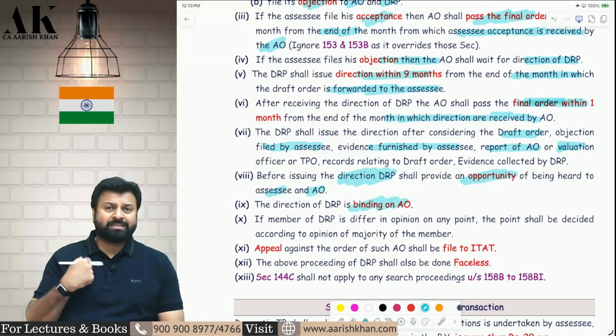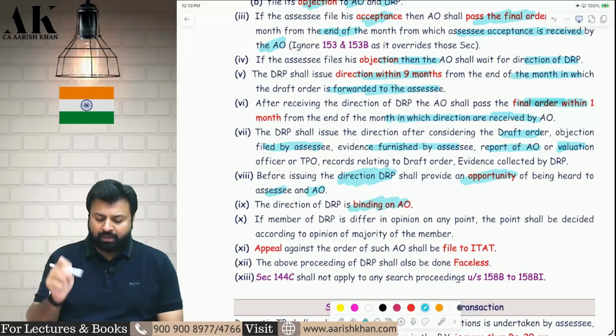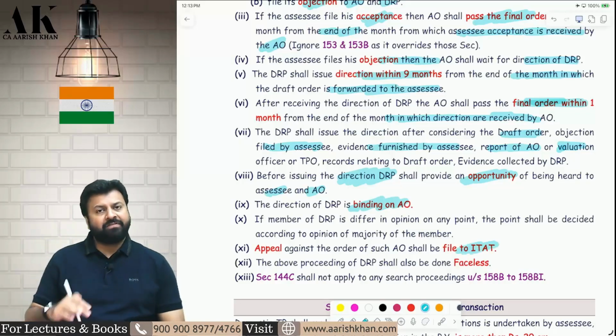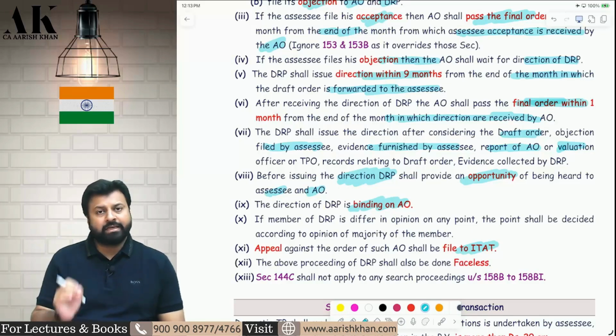But it is not binding on the assessee. The assessee can file an appeal later on. When the AO passes the final order, the assessee can file an appeal to ITAT. Definitely the assessee can file an appeal to ITAT. The assessee is not restricted from anything. Yes, for the AO it is binding.